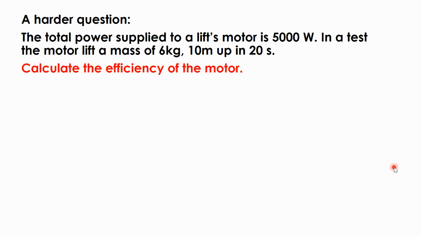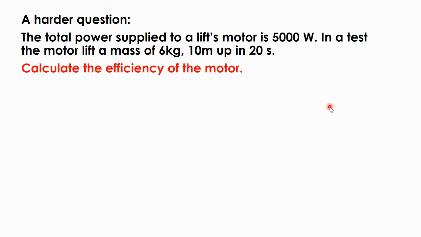So the total power supplied to a lift's motor is 5,000 watts. In a test, the motor lifts a mass of 6 kilograms, 10 meters up in 20 seconds. Calculate the efficiency of the motor. So firstly, you need to be thinking, what is the equation for efficiency? Well, it's useful energy over total energy, or it's useful power over total power. You then need to be thinking, what information do I have? Well, I have the total power. So maybe I'll use the power equation. I'll use useful power over total power.